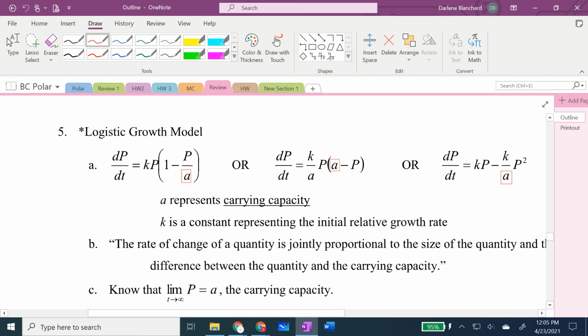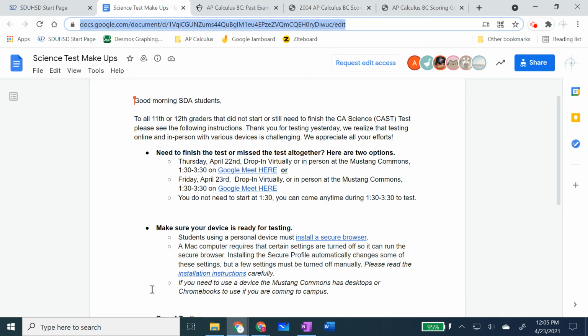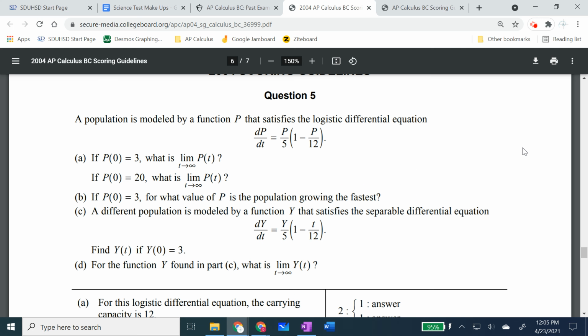Now, what do you need to know? Let me show you. I have this ready to go. This is a question that showed up in free response a long, long time ago. And they sometimes throw a little bit of logistic growth in there. And let me explain what you see.